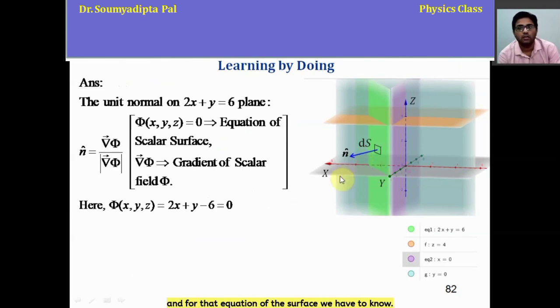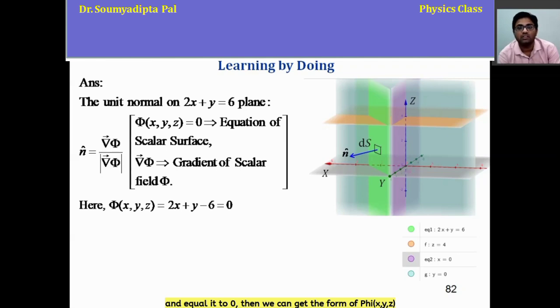and for that we have to know the equation of the surface. Here the equation of the surface is 2x plus y minus 6 equal to 0. I want to point out that wherever you get the form of a plane like this, 2x plus y equal to 6 or any other form, to write the equation of the surface you keep all the terms related to x, y and z and also the constant on the left side of the equation and equate it to 0.